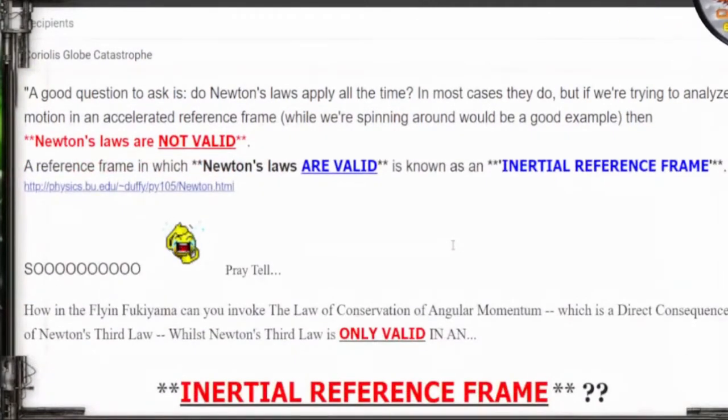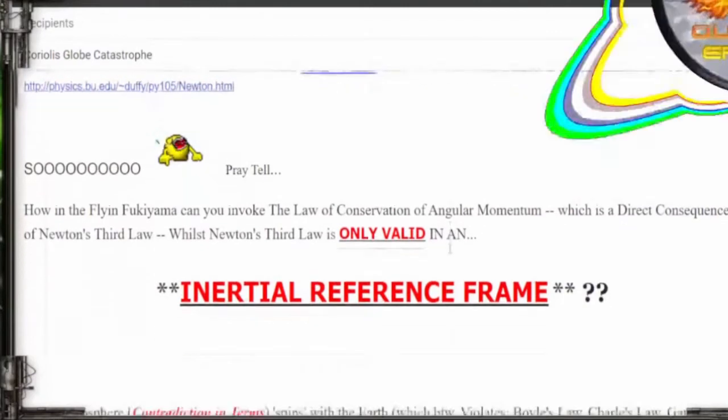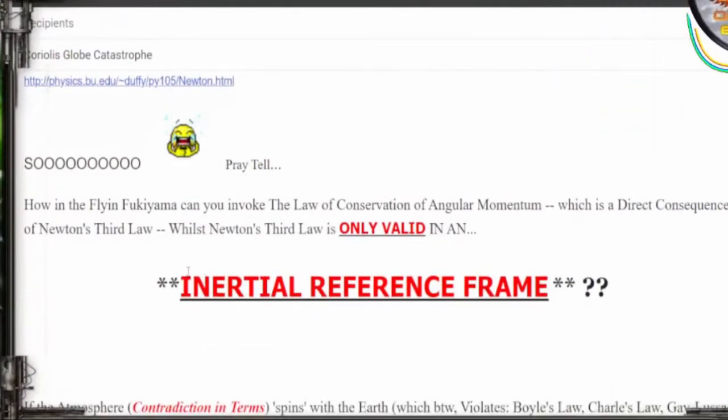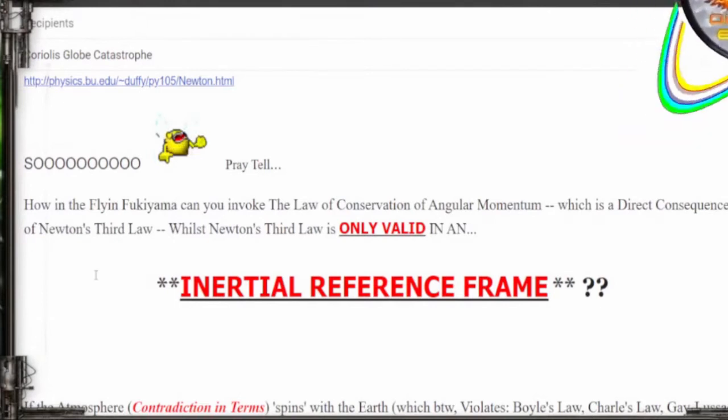So, pray tell, how in the flying Fukuyama can you invoke the law of conservation of angular momentum, which is a direct consequence of Newton's third law, whilst Newton's third law is only valid in an inertial reference frame? Can you riddle me that?